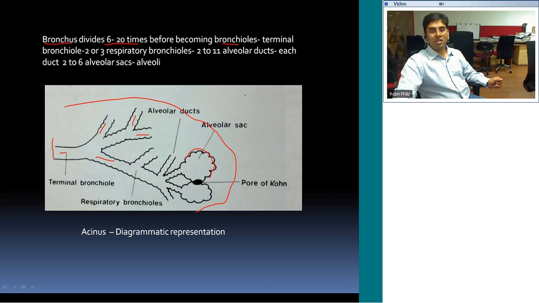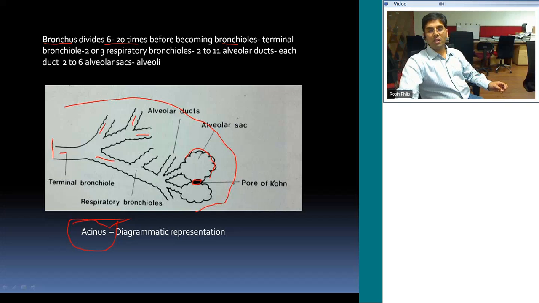When someone describes airspace opacity, they're talking about this: acinar opacities, alveolar opacity. The whole thing is a single acinus. The terminal bronchioles, respiratory bronchioles, alveolar ducts, sacs, and then the alveoli form one single acinus, and there is a cross communication between these alveolar sacs.